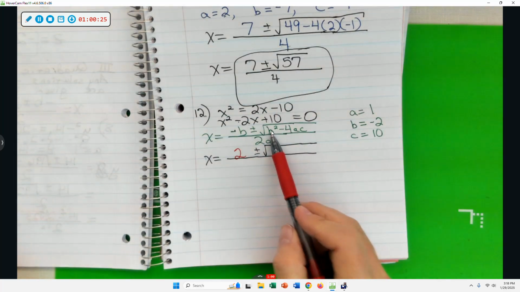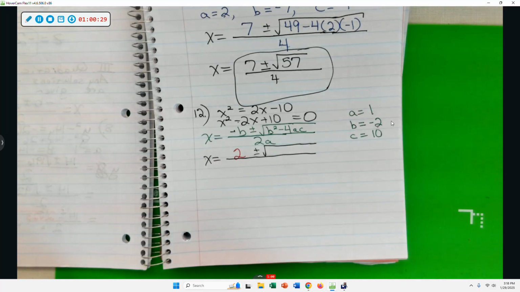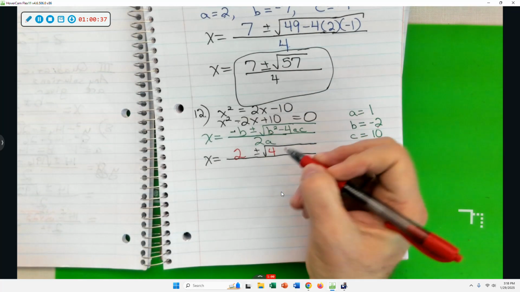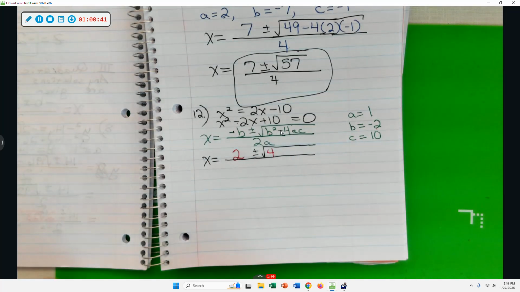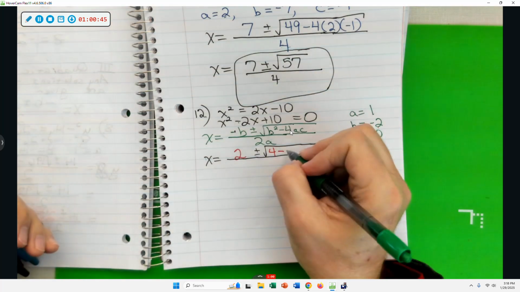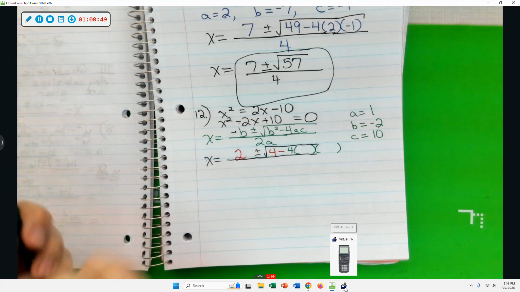b squared, negative 2 times negative 2. What's that going to give me? b squared, 2 times 2 is 4. Remember, b squared will always be positive. Minus 4 times a times c.